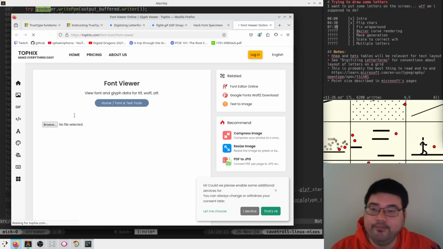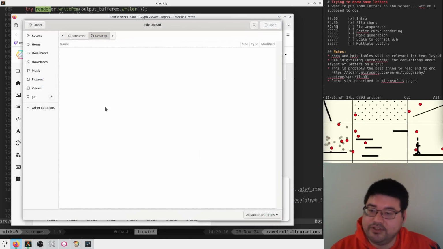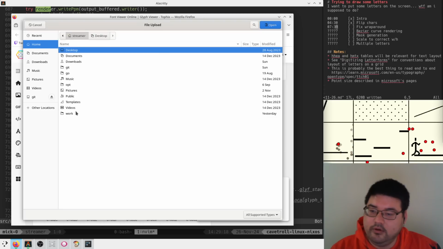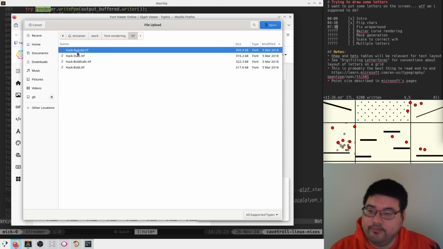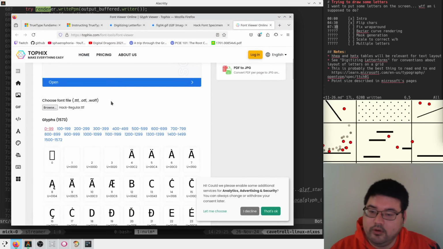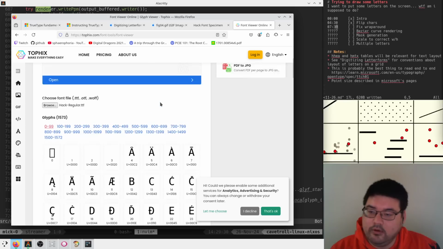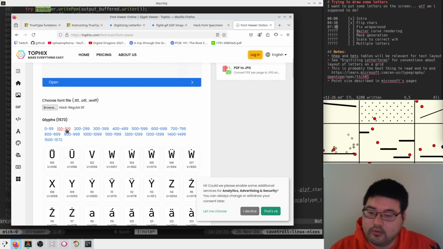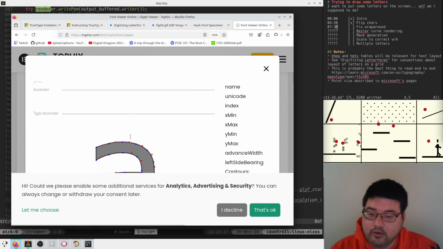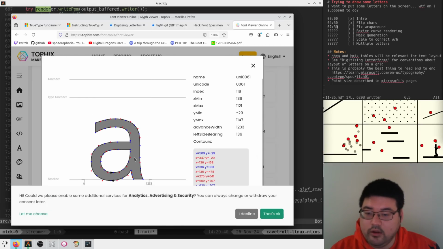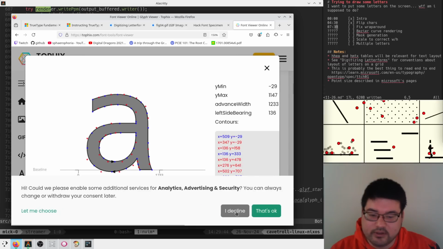Did you see this font viewer? Is this online? Browse. Bump, bump, bump, bump. Oh, that's kind of fun. Okay, anyways. Oh, this is kind of cool for sure. Can I zoom in without it getting everything messed up? I decline.